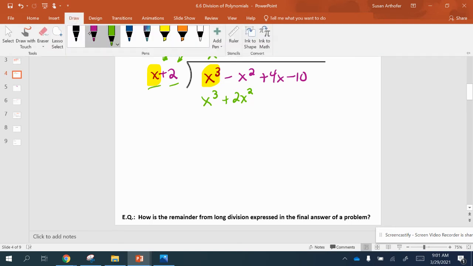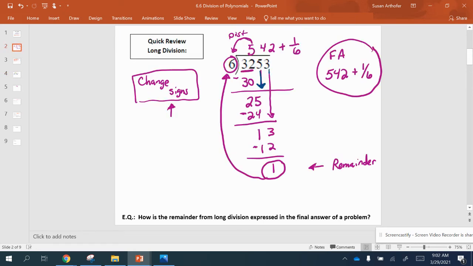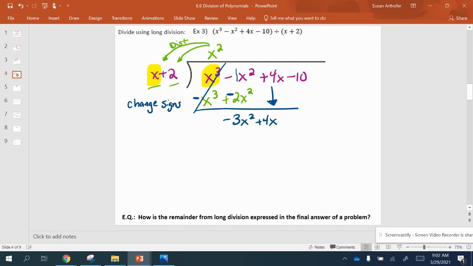And now the most important thing that you need to remember is the next step is to change signs. So you have positive x cubed, you're going to make it negative. You have a positive 2x squared, you're going to make it negative. Draw your line. X cubed minus x cubed cancels. Remember, there's a hidden 1 here. Negative 1x squared minus 2x squared would be a total of negative 3x squared, and bring down the next term. Just like in here, remember how it would bring down like the 5, bring down the 3. So you have to bring down your next term. And then we're going to start over.